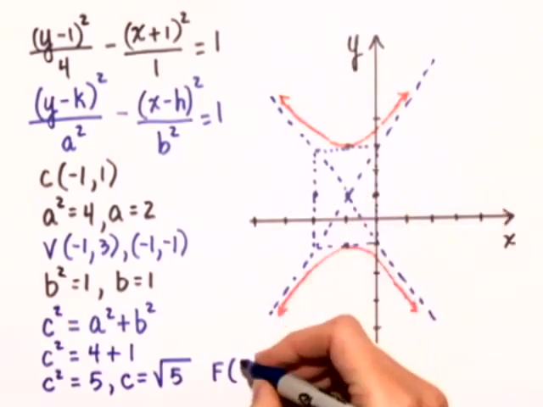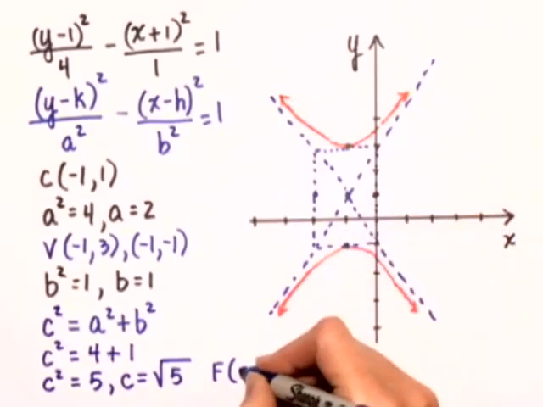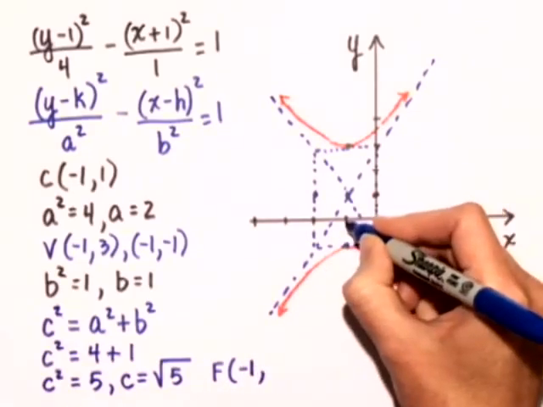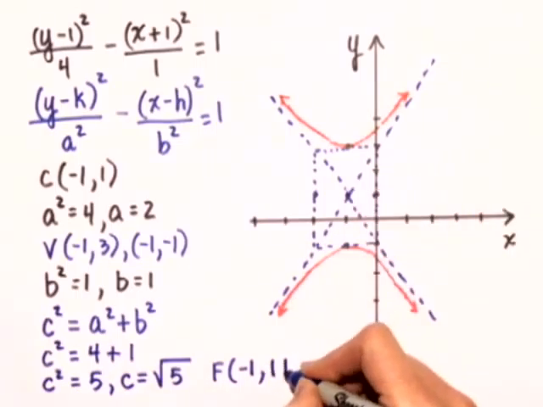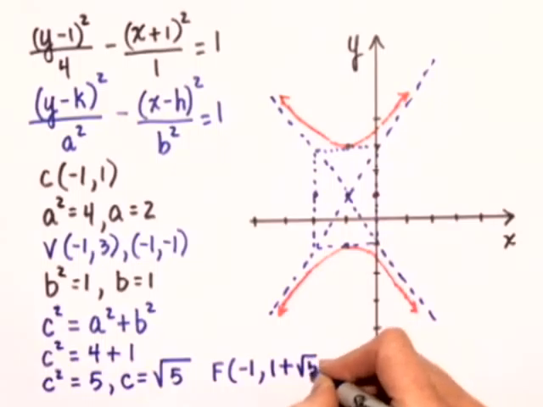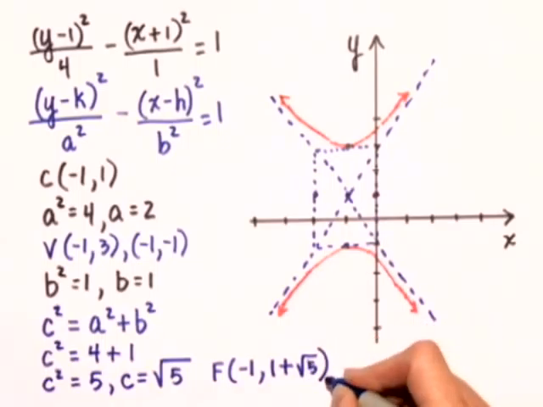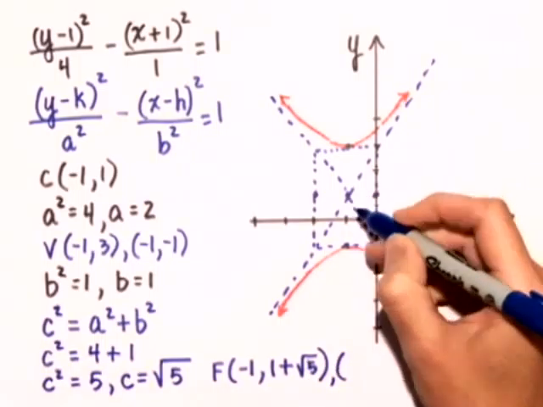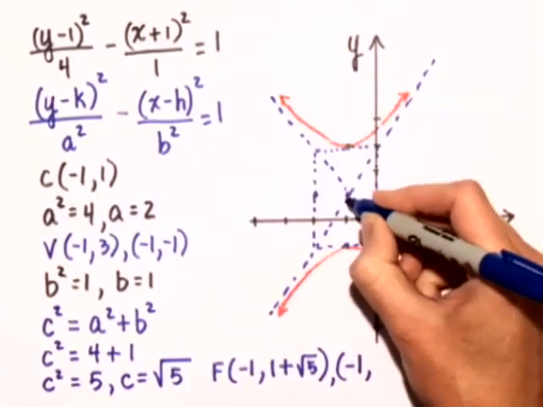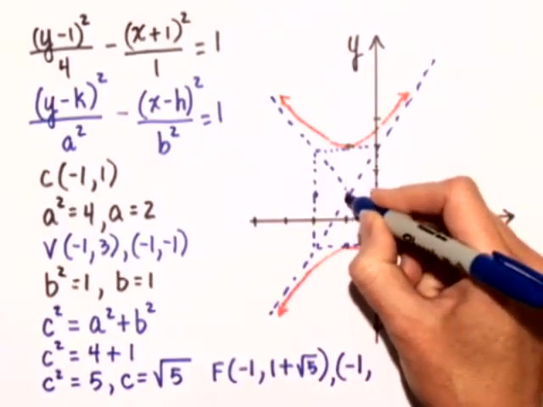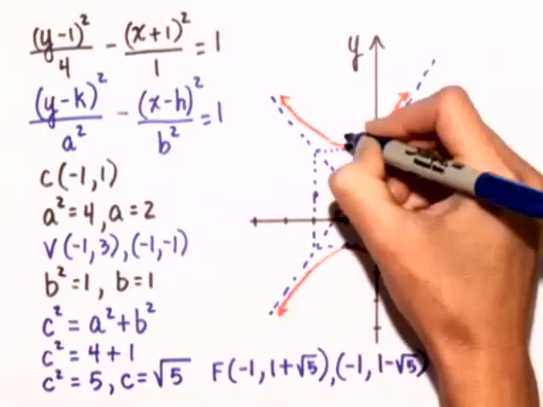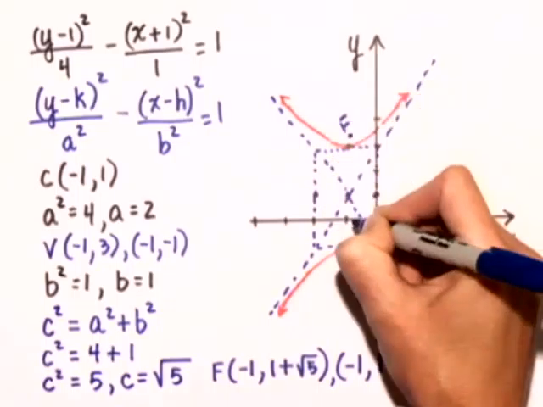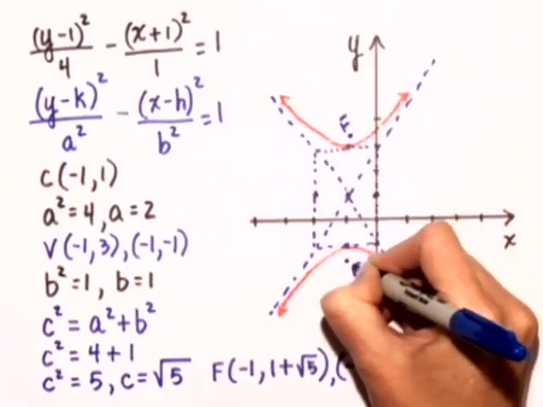So we could say that we have one focus located the square root of 5 units above the center, the other focus located the square root of 5 units below the center. So the location of those points would be, I would have -1 for the x-coordinate, and then I would go up 1 to my center, and I would add the square root of 5 for my first focus. The other one would be at -1, 1 minus the square root of 5. And those would be located right about here and here.